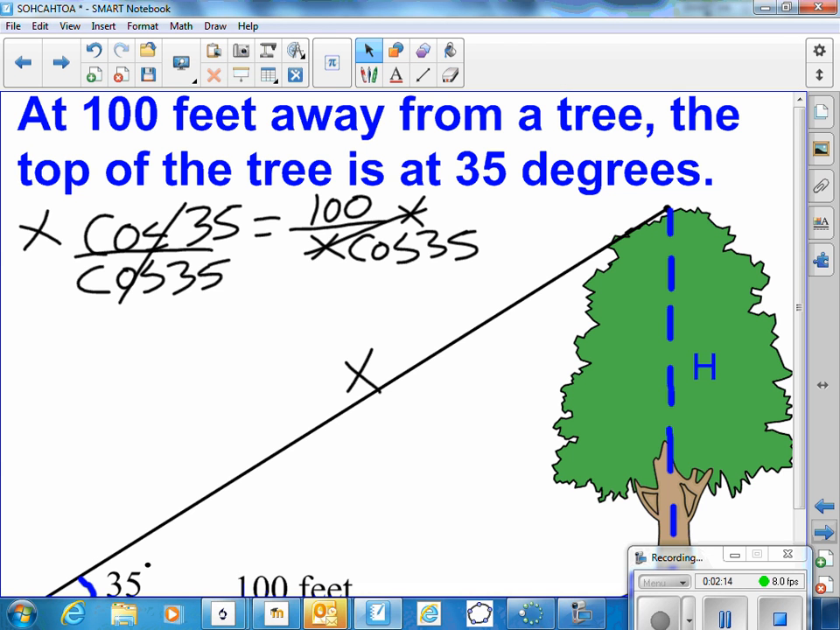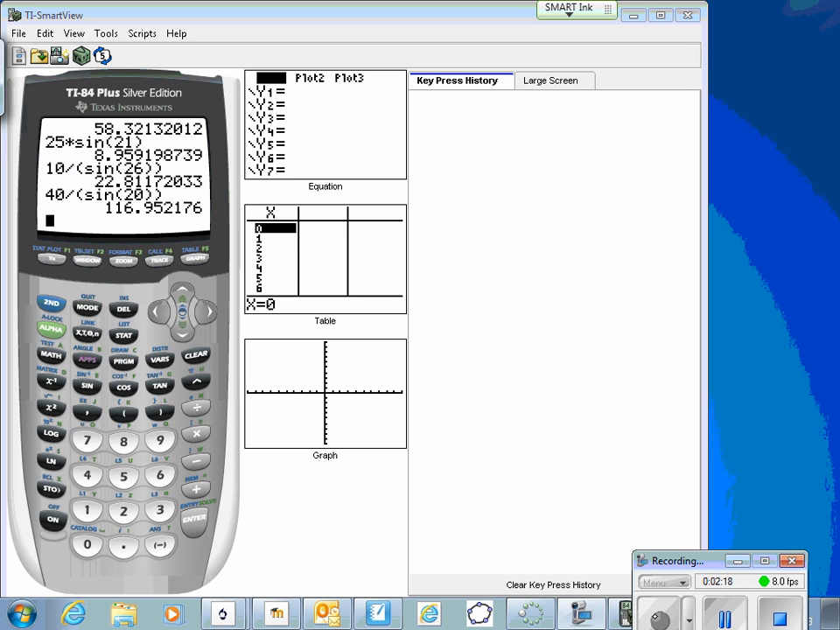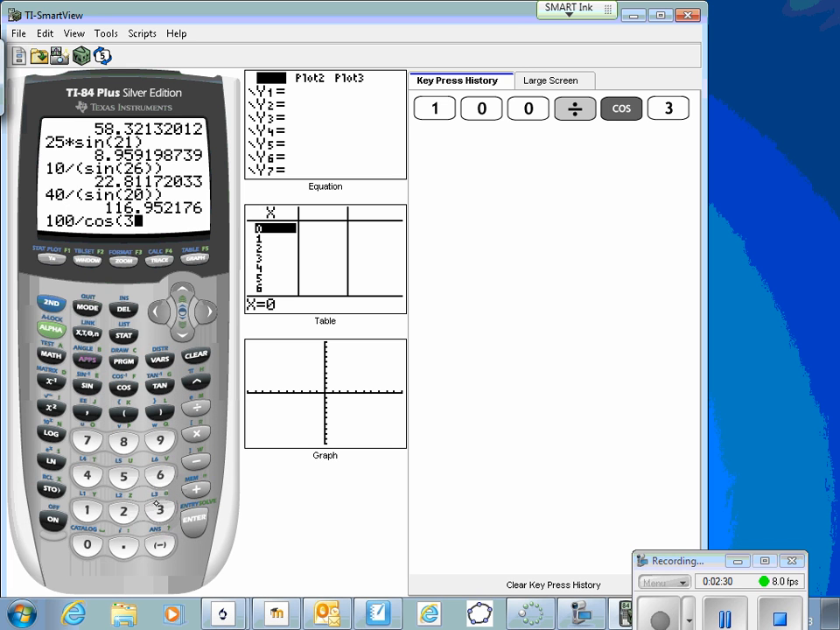Very similar on the calculator, like sine. So 100 divided by the cosine of 35 says that's 122 feet.